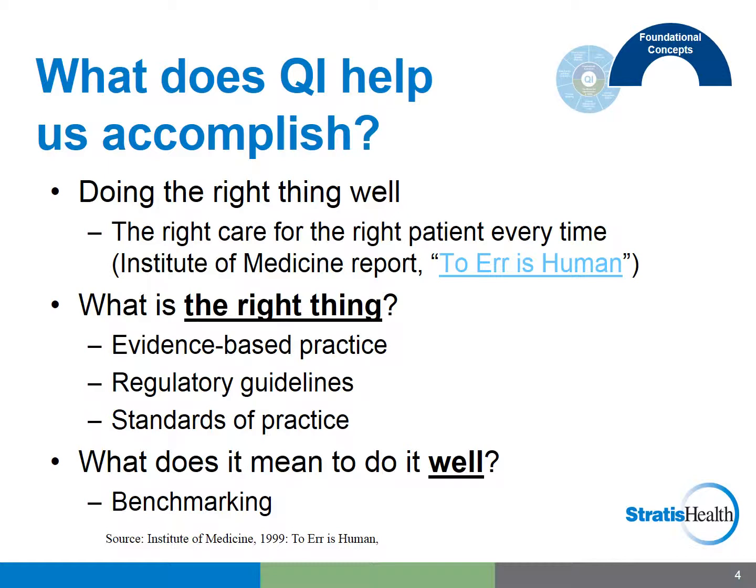Determining what that right thing is includes basing our practice on evidence-based practices, adhering to necessary regulatory guidelines, as well as standards of practice. Quality improvement is a method to help us incorporate these right things into our practice and create consistent, repeatable, and dependable processes, and furthermore, help us determine what doing well is by benchmarking our performance against standards and prior performance through the use of data, measurement, and data-driven decision-making.